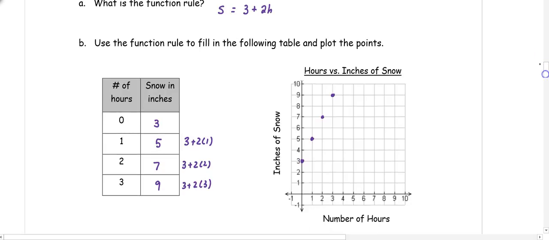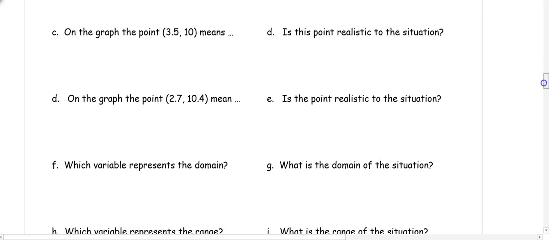Now, in this case, when I'm graphing this, I'm going to connect my line because hours are continuous. And think about snow falling. It just doesn't magically show up with a new inch every time. The snow keeps accumulating until we get to our inches.